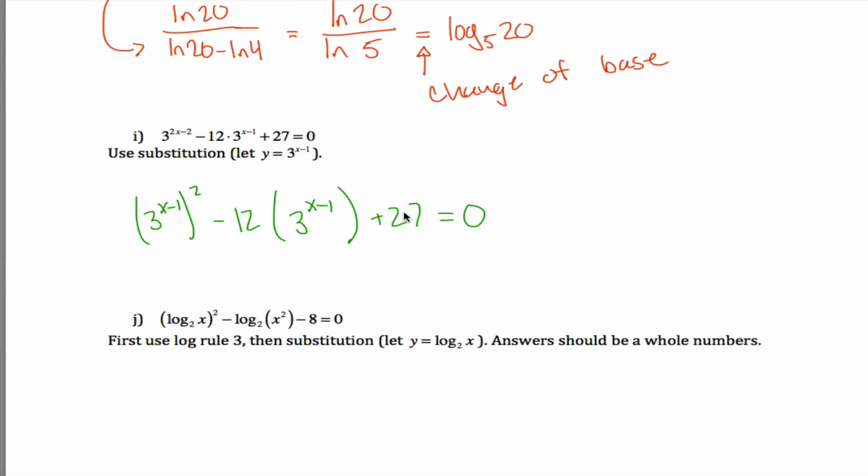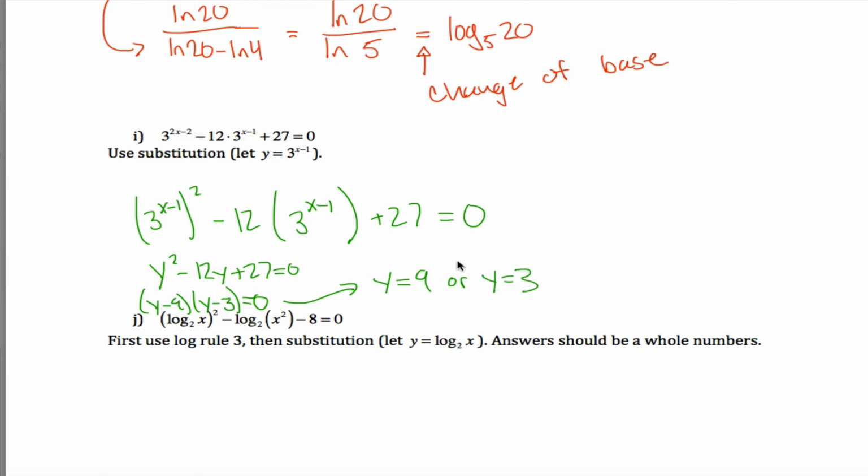Why would you bother writing it like that? Because then I can do this substitution. Everywhere I got a 3 raised up to the x minus 1 power, I can just write some letter like y. Call it y squared minus 12y plus 27 equals 0. And this is an equation you can solve by factoring. You could say this is y minus 9 times y minus 3 equals 0. So either y equals 9 or y equals 3.